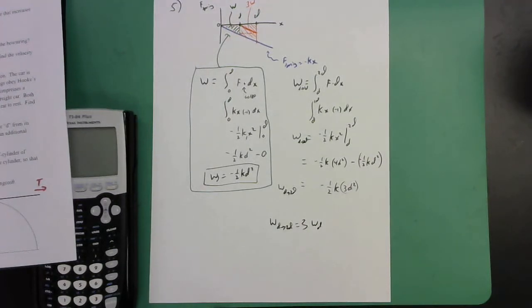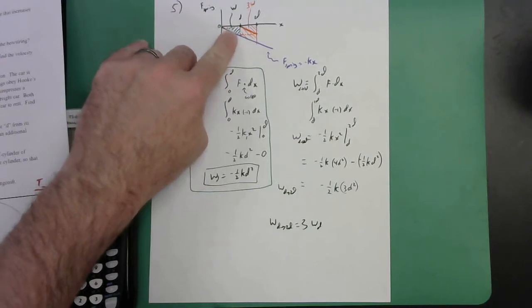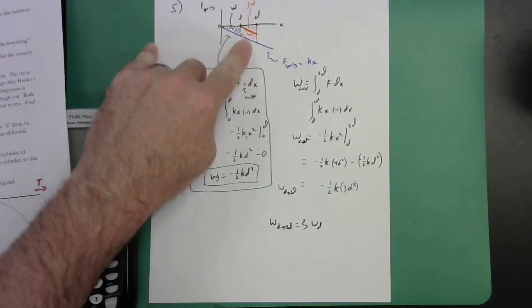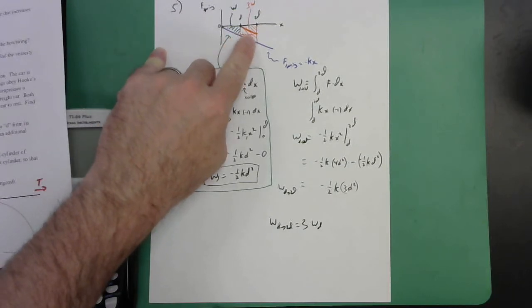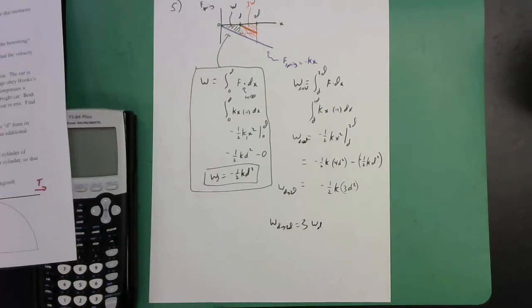That was it. That's problem 5. And again, you say, yeah, it makes sense because the force I'm having to pull against is bigger than it was here, right? So I'm going to be doing more work because I'm having to pull with a greater force through this whole bit in here versus here. Yep. All right.